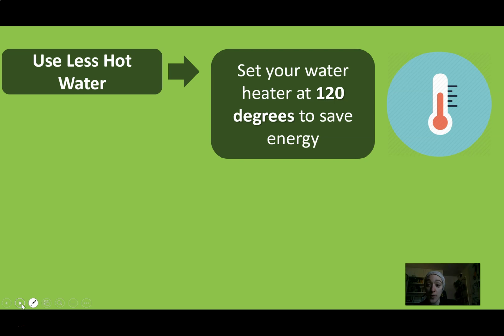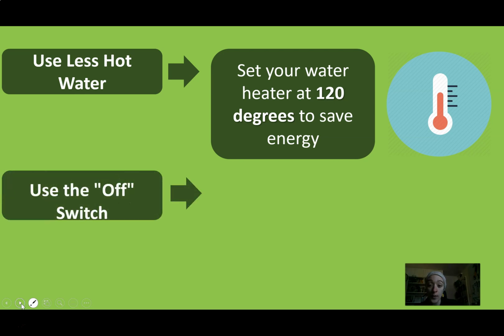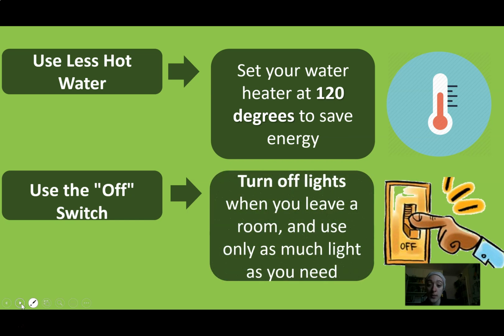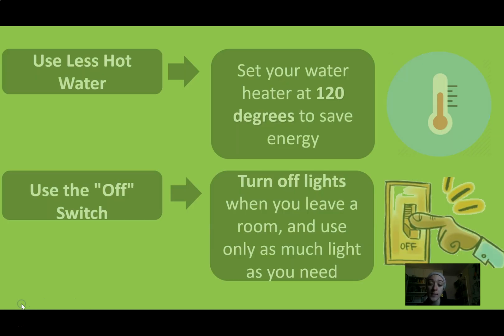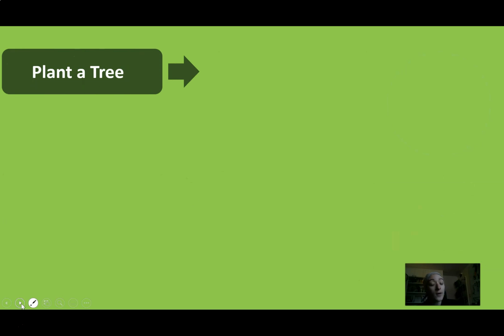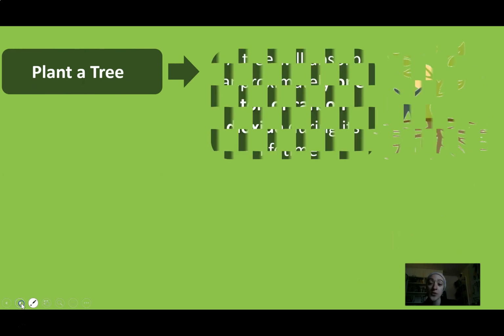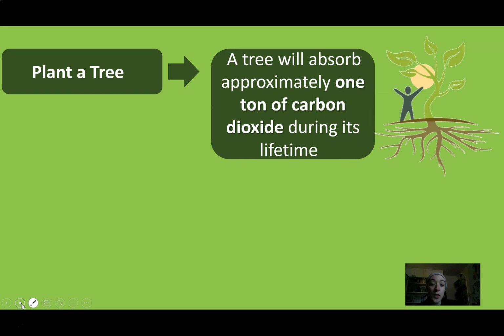Okay, just a couple more things that you can do. You can conserve hot water, use less hot water, or turn your heater down. You can use the off switch, so turn off lights when you leave the room. And also, my favorite idea is you can plant trees. Trees are our friends. Trees absorb tons of carbon dioxide during their lifetime. And that's one of the reasons that the rainforest is so important to us, and all forests are important to us. Not only are they providing oxygen, but they're also sucking up a lot of these greenhouse gases, mostly carbon dioxide.